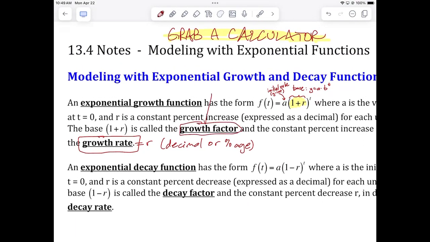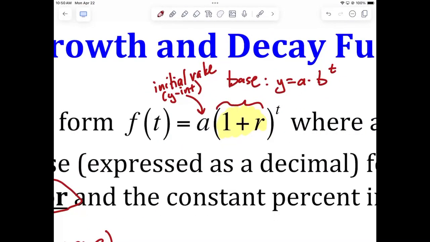Now the base itself is called your growth factor, because that's what you're multiplying by every time. Like if the base is 2, it's 2 times 2 times 2 times 2 times 2. That's your growth factor. So there are two words you have to remember: growth factor, which is your base, and the growth rate, which is little r. Little r is the difference from 1, or 100%, to where you're trying to go.